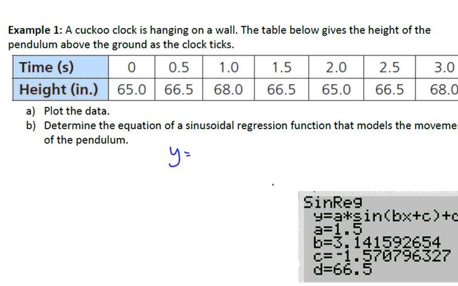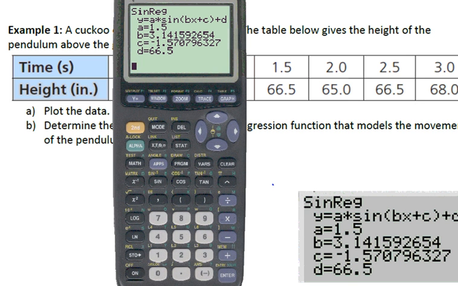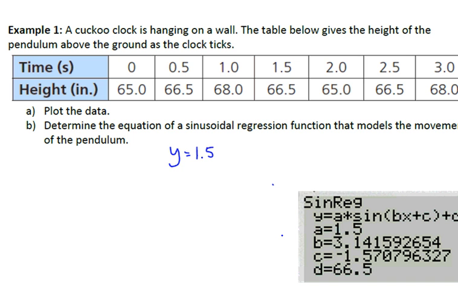If we want to get fancy, does anyone recognize anything special about this equation? There's pi in there, so our b value could just be pi. So 1.5 sine of pi x, and then our c value is negative 1.57. Does anyone know what that is? No? It's okay, it's half of pi.